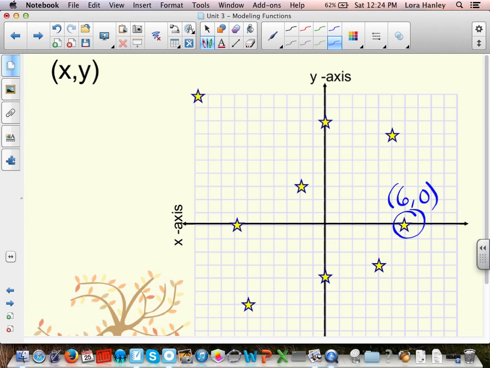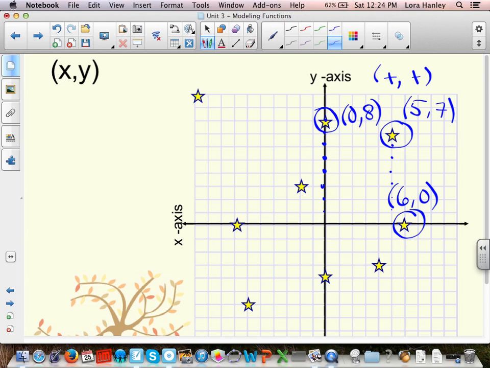On the y-axis, point at the top, we've gone over 0 in the x direction, but we've gone up 1, 2, 3, 4, 5, 6, 7, 8. So our point is 0, 8. Point in quadrant 1 is 1, 2, 3, 4, 5 over in the x direction, and up 1, 2, 3, 4, 5, 6, 7 in the y direction. All points in quadrant 1 are positive x's and positive y's.